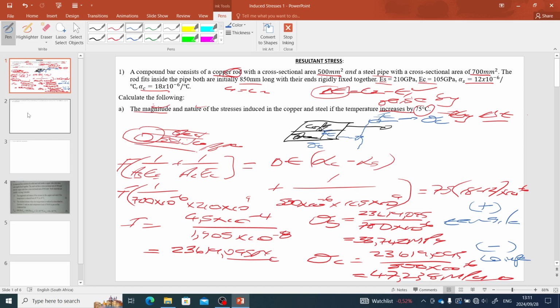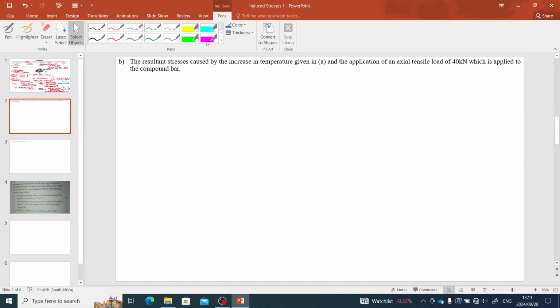It is the follow-up to this question. Now they want us to calculate the resultant stresses caused by the increase in temperature given in A and the application. We've already calculated the stresses as a result of the increase in temperature. Now we need to calculate the stresses as a result of the force applied. The force being applied is the force tensile. That means you have your material, then the force tensile applied, so the stresses we will be experiencing here is the stress tensile. This one is easy, straight to the point.